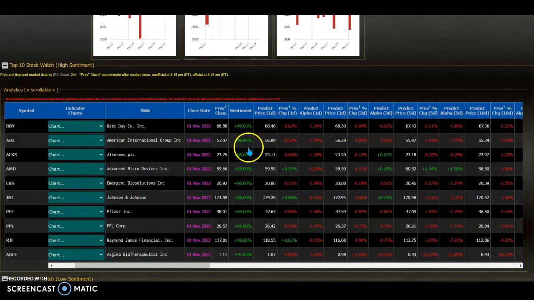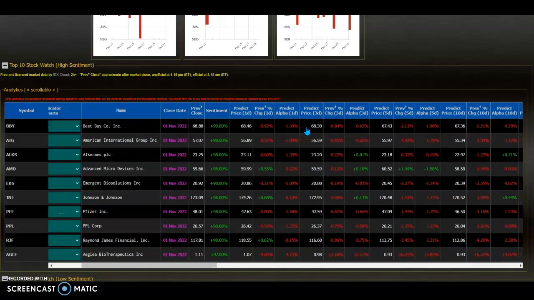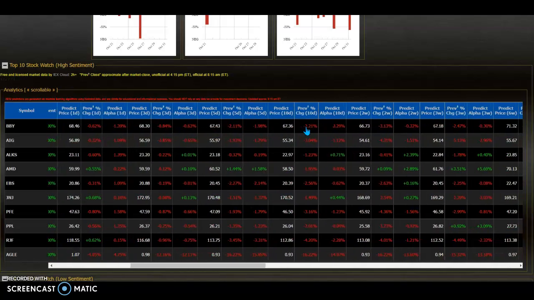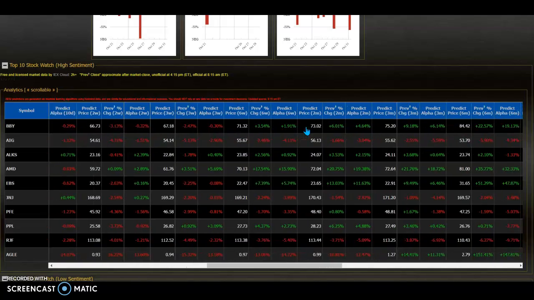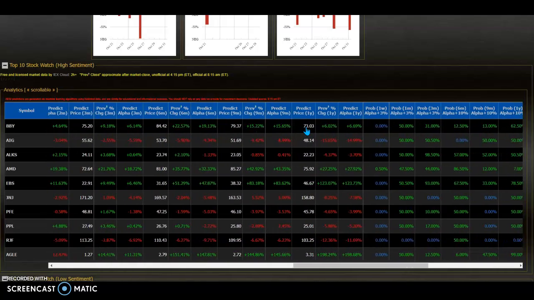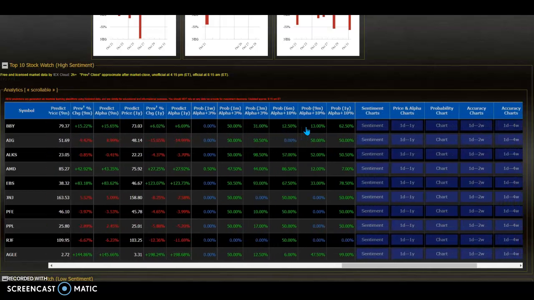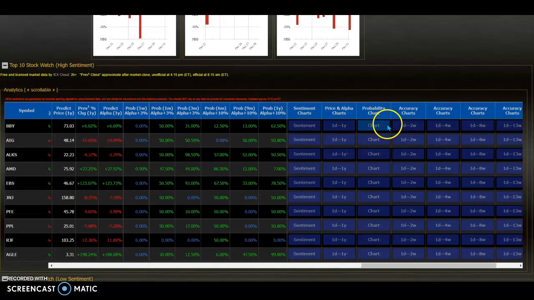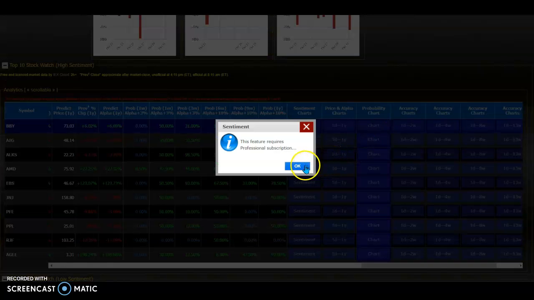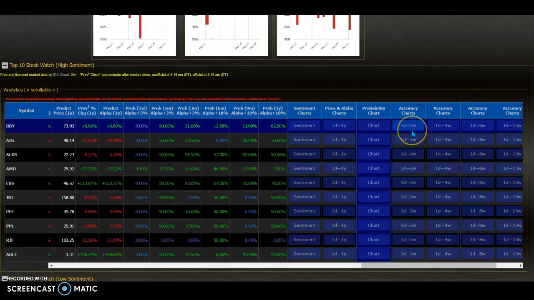As I scroll across, you initially see the sentiment, but you'll also see the prediction in prices and alpha from 1 day out to 1 year. Again, all this is free for the user to see every single day as we update it at night. There are graphs going across here. These graphs will not be activated unless you have an account. Initially you'll get a 60-day free trial period. So once you try it out, if you like it, you will also get to use all these different charts during that 60-day period.